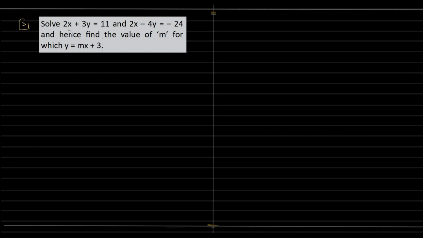Solve 2x plus 3y is equal to 11 and 2x minus 4y is equal to minus 24, and hence find the value of m for which y is equal to mx plus 3. So this is something that is new, right? We have a third expression. So what to do with that? Well, we have to find m with that.